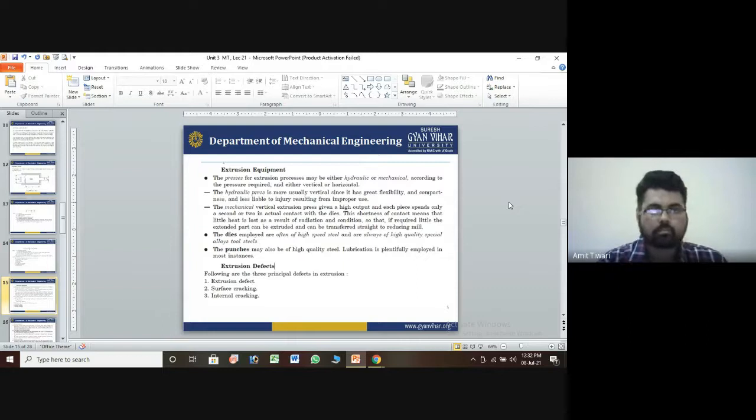Now the next one, that is extrusion equipment. Extrusion equipment, that is the pressure applied. The equipment for the extrusion process may be either hydraulic or mechanical. So according to the pressure required, it may be either vertical or horizontal. The hydraulic press is more vertical. We can say it has generally more flexibility and is less able to cause injury resulting from improper use. So these are some mechanical versatile extrusion profiles we use for given input or output, with individual contact with the die.